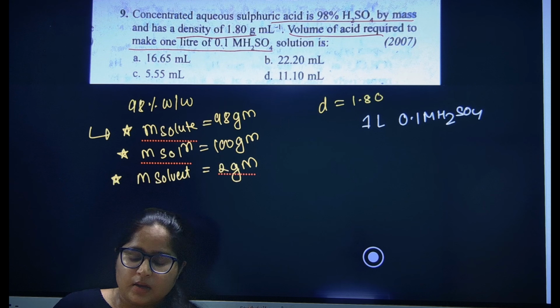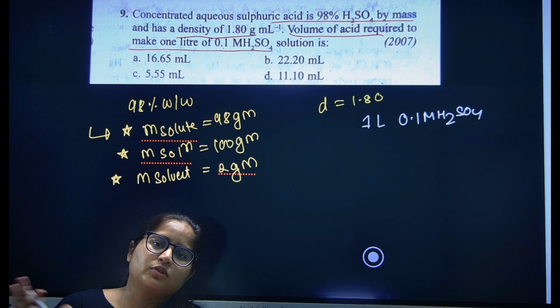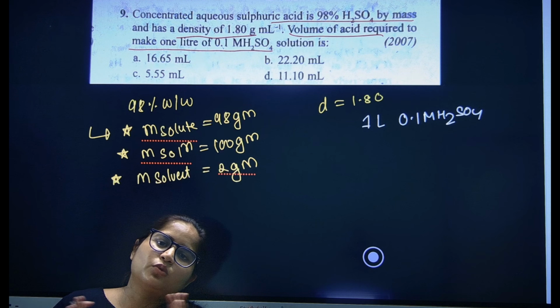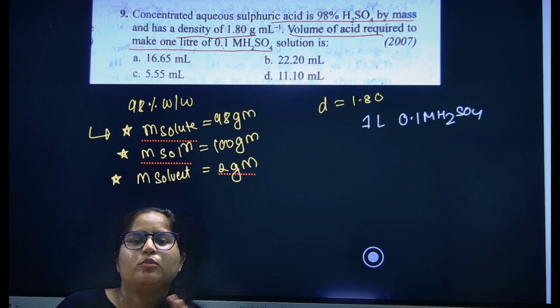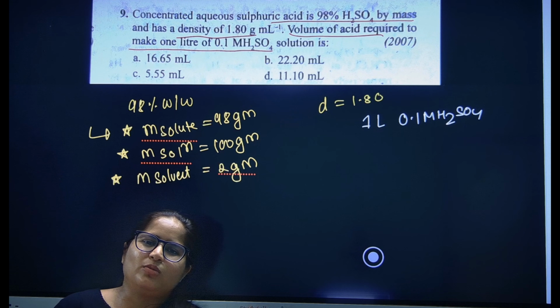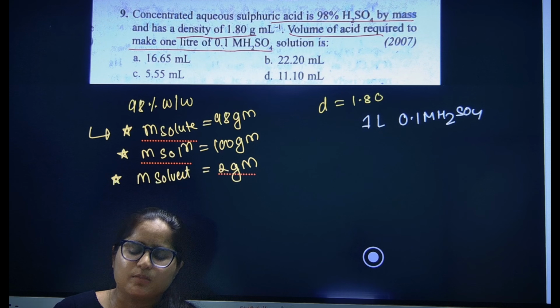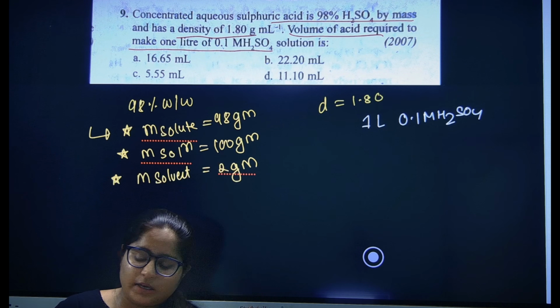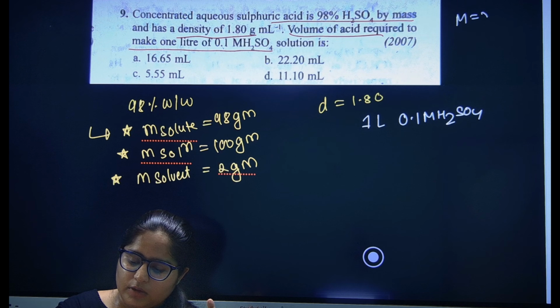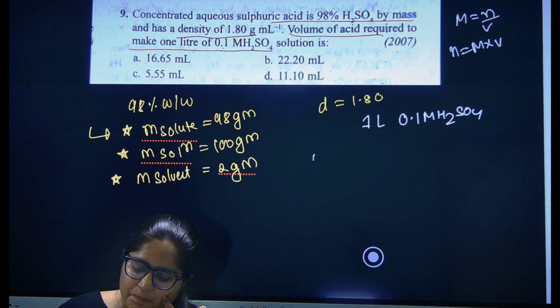They are asking that concentrated H2SO4 is 98%, and how much volume should we take so that we get this much molarity. So these two given data are interlinked. It means the mole will not change. If you are adding water, diluting, mixing, the mole will not change. Initial mole will be equal to final mole. Here we are dealing with molarity, and molarity equals mole by volume, so mole equals molarity into volume. So M1V1 equals M2V2.